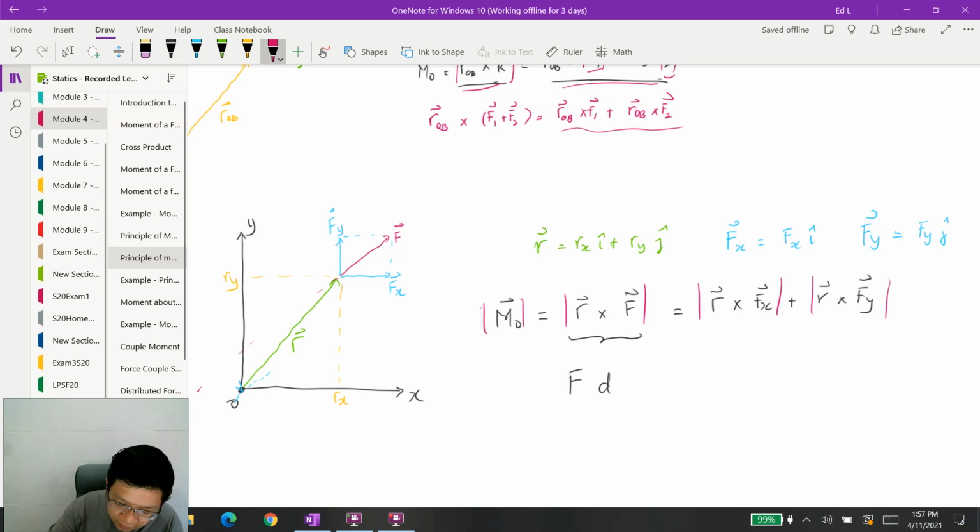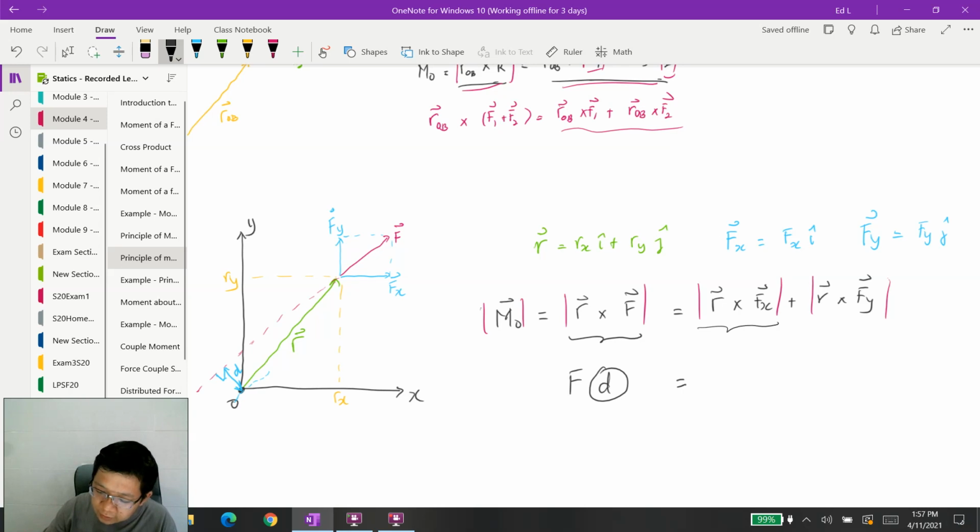What this means on this diagram is that if I extend the line of action of F, I can draw a perpendicular distance d between the line of action of F and the reference point O. Oftentimes finding this d is a little more challenging when we try to solve problems in the practical sense, compared to what I'm going to show you next.